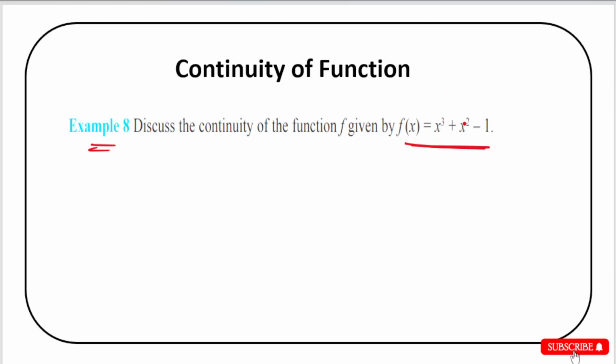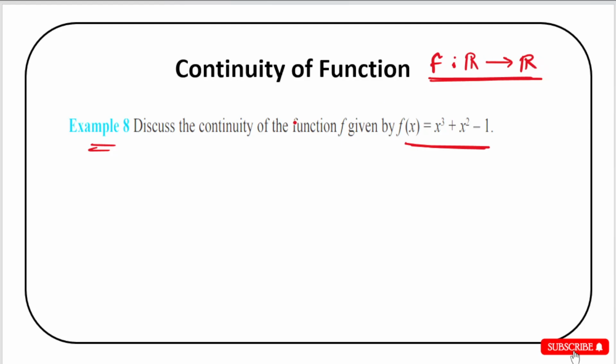But still we have to show this. So for this function, first determine what is the domain. What is the domain of this function? Domain is all the real numbers. So it lies from minus infinity to plus infinity, and the range is also real numbers.